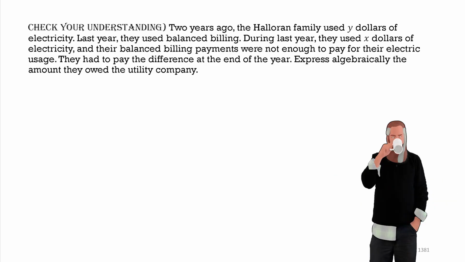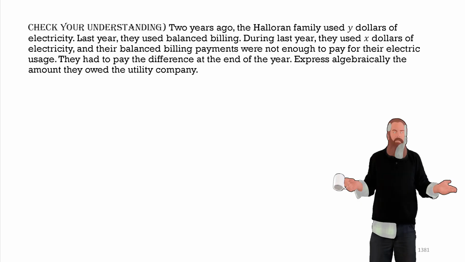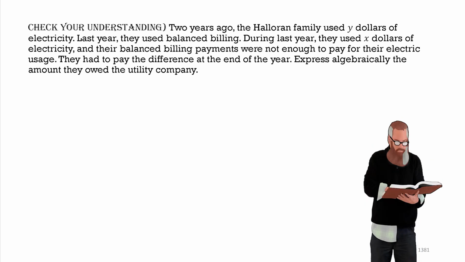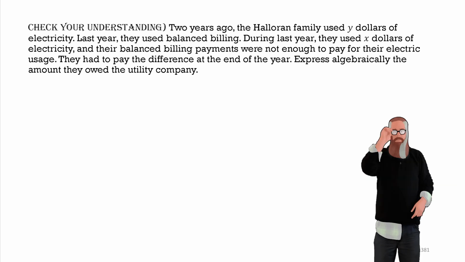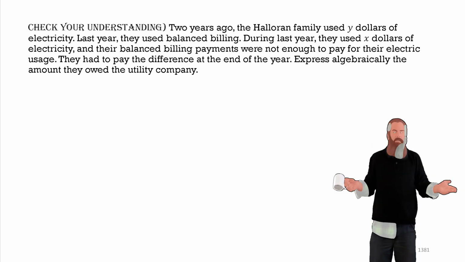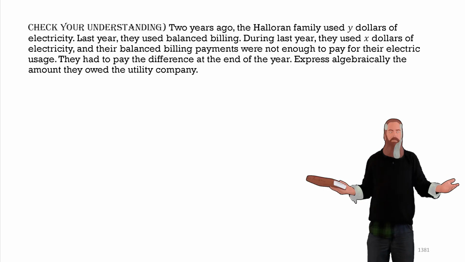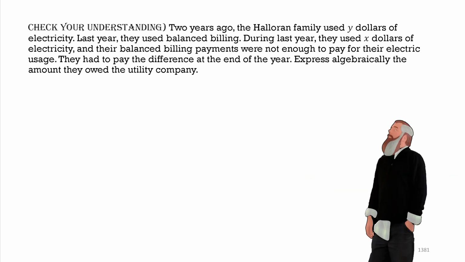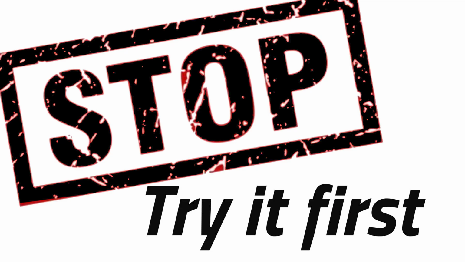Let's check our understanding of this by looking at 2 years ago. The Halloran family used Y dollars of electricity. Last year, they used balanced billing. During the last year, they used X dollars of electricity, and their balanced billing payments were not enough to pay for the electric usage. They had to pay the difference at the end of the year. Express algebraically the amount they owed to the utility company.